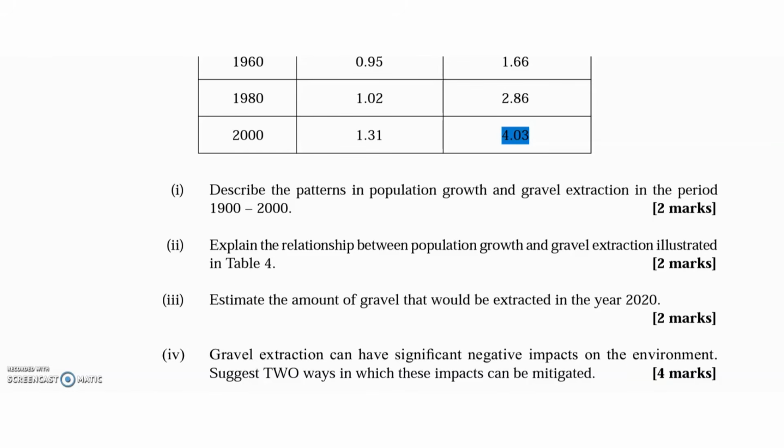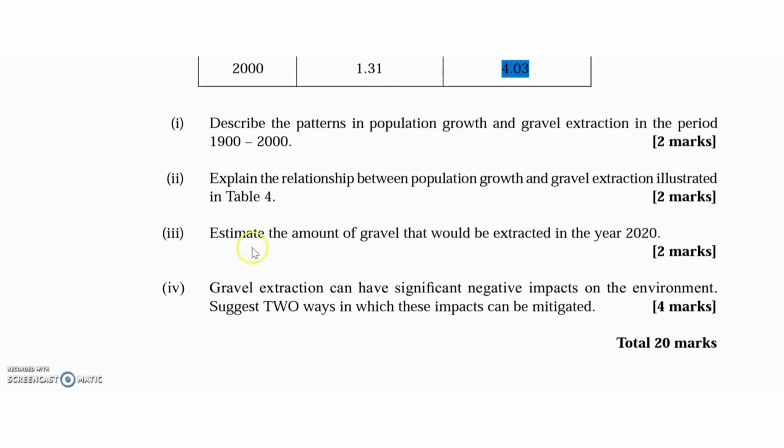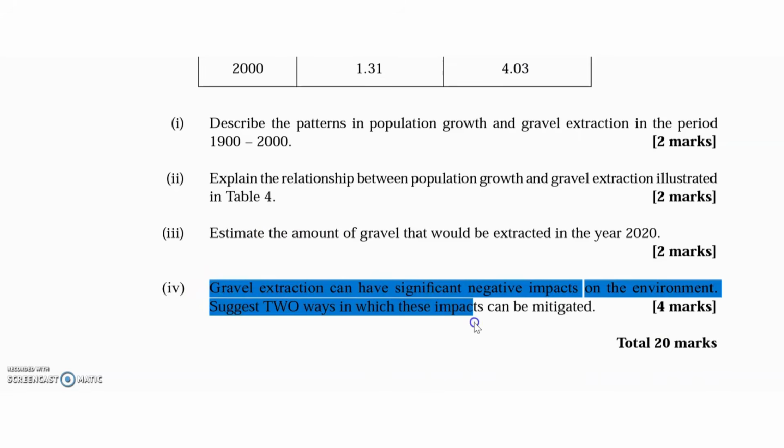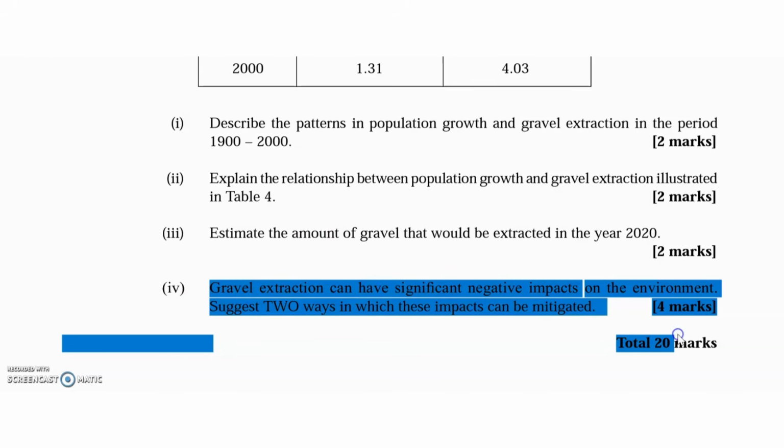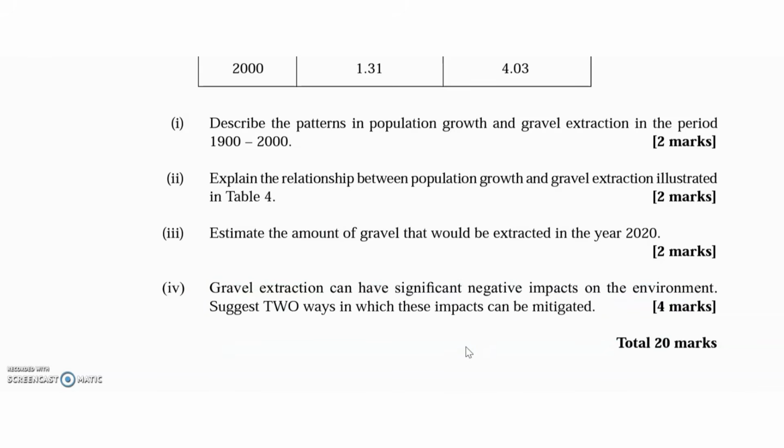Break out a calculator when you're doing something like that. Now, gravel extraction can have a significant impact on the environment. So, just two ways in which these impacts can be mitigated. At the actual quarry sites, we can have settling ponds. These settling ponds can reduce the amount of particulate matter or dust that is present in the water, which can contribute to turbidity.